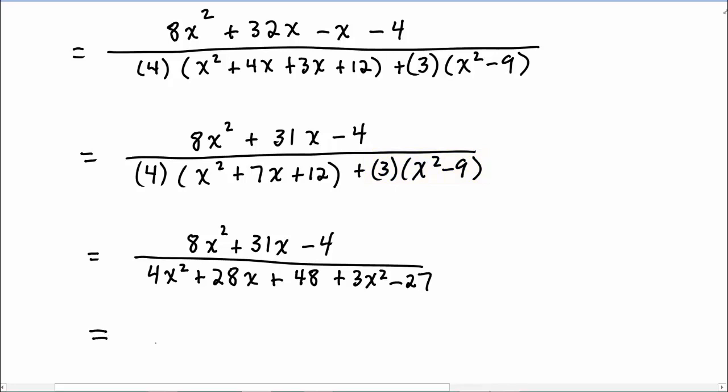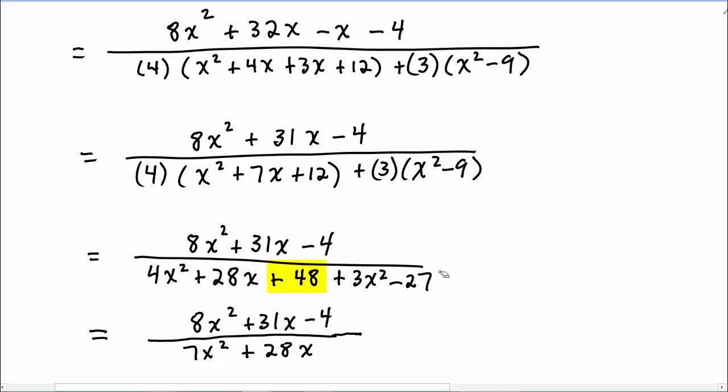And now finally, when we combine like terms, the numerator remains unchanged, 8x squared plus 31x minus 4. And in the denominator, we have 4x squared plus 3x squared is 7x squared, and there's no other x term, so plus 28x, and 48 minus 27 is plus 21. And there's our result.